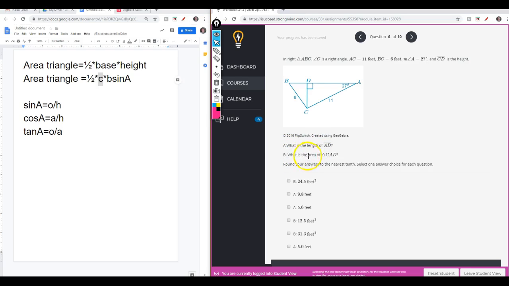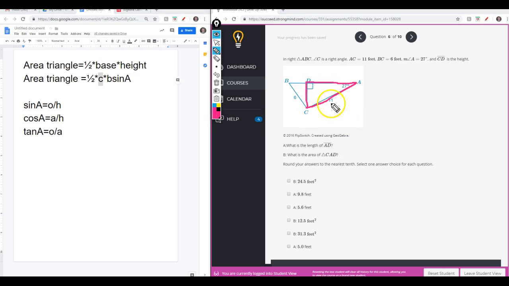And what is the area of triangle CAD? Okay, round your answers to the nearest tenth. Select one answer choice from each question. Alright. So it wants to know the area of triangle CAD.